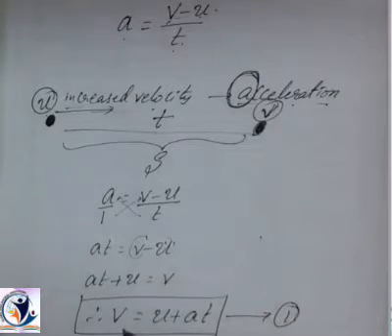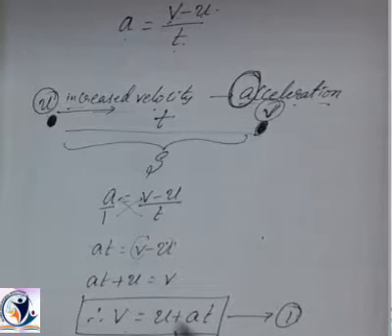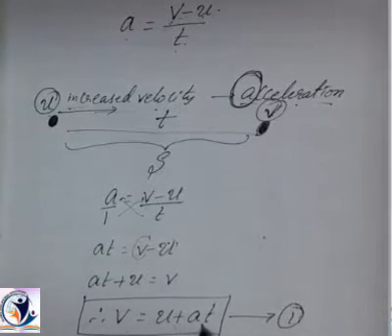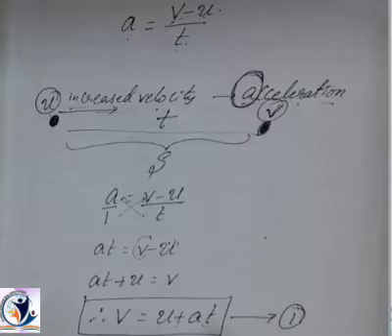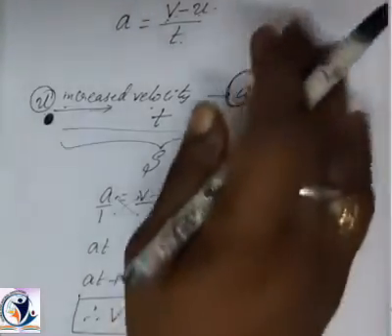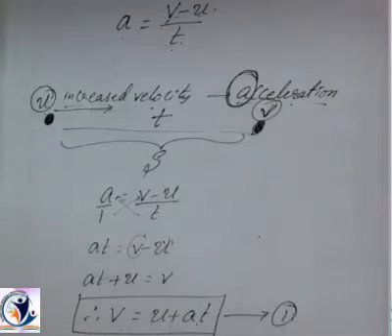If I want the final velocity, what do I have to know? I should know the initial velocity as well as the acceleration and the time taken. If I know all these three terms, I will get the final velocity. Right, children? I hope you are very clear about the first equation of motion. So let us go for the second equation of motion now.